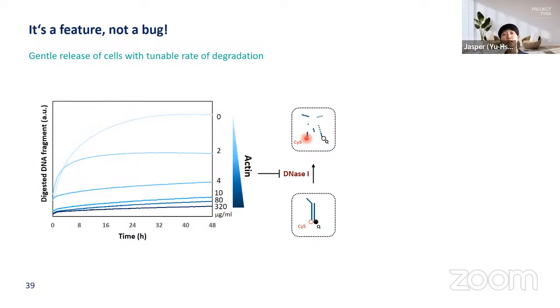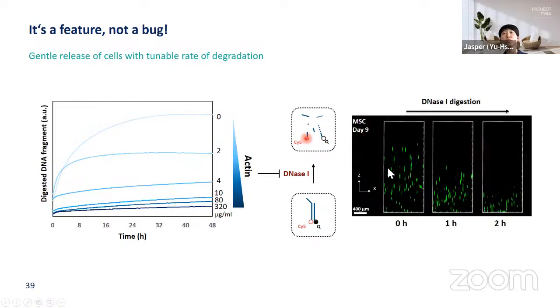In this plot, we supplement different amounts of actin in the solutions, and you can see that the rate of digestion goes down at different times. And we also utilize these features to release the mesenchymal stem cells from our gels after 9 days of culture. And the cells are still alive after release.